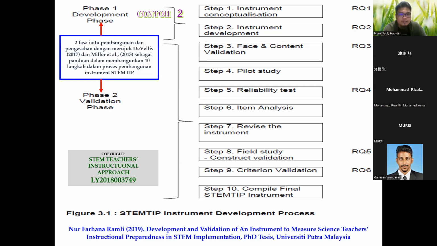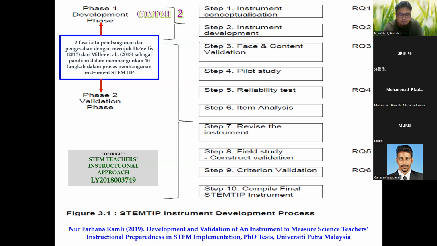Okay, so they have a few steps here. They have 10 steps. Step 1, instrument conceptualization. Step 2, instrument development. Step 3, phase content validation. Step 4, pilot study. Step 5, reliability test. Step 6, item analysis. Step 7, revise the instrument. Step 8, field study, construct validation. Step 9, criterion validation. Step 10, compile the final instrument. So they cover two-phase validation.